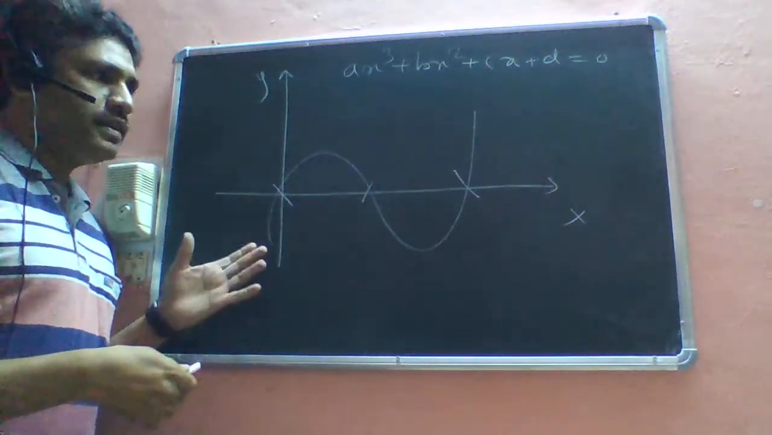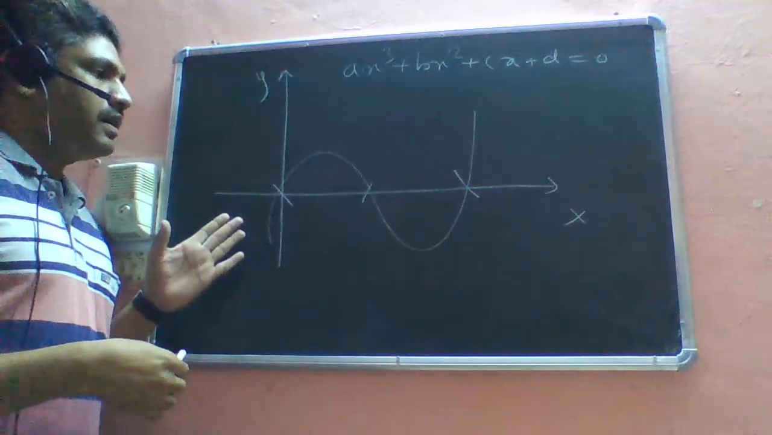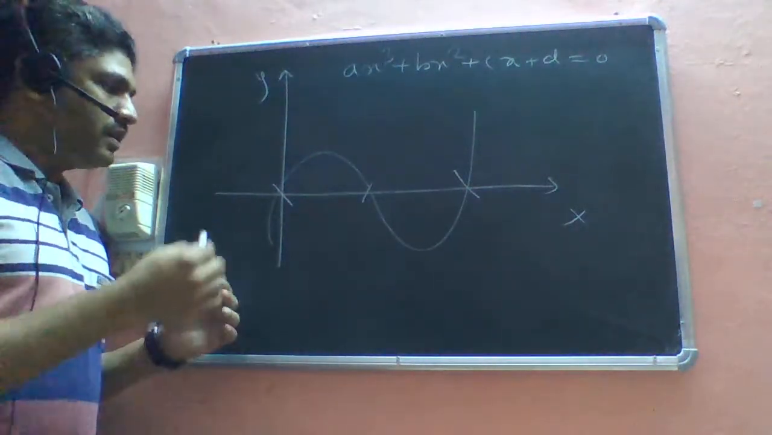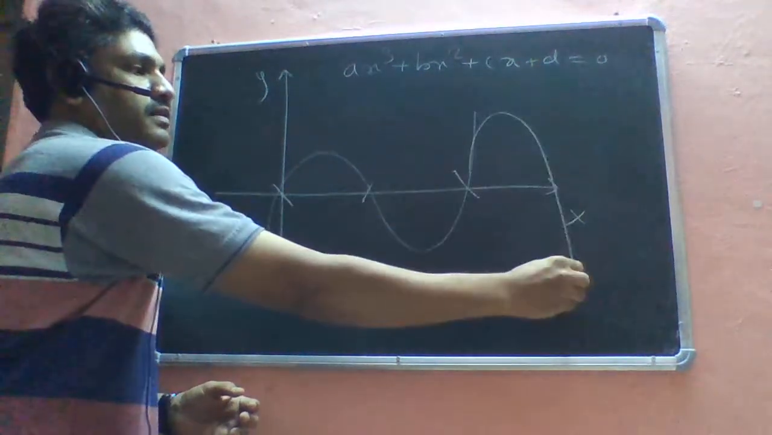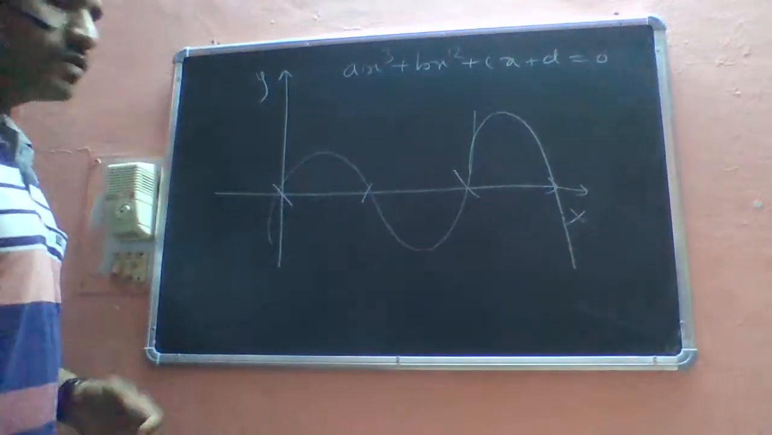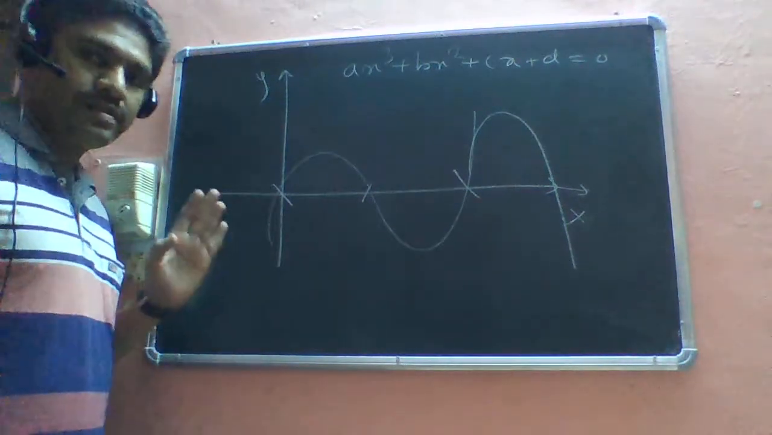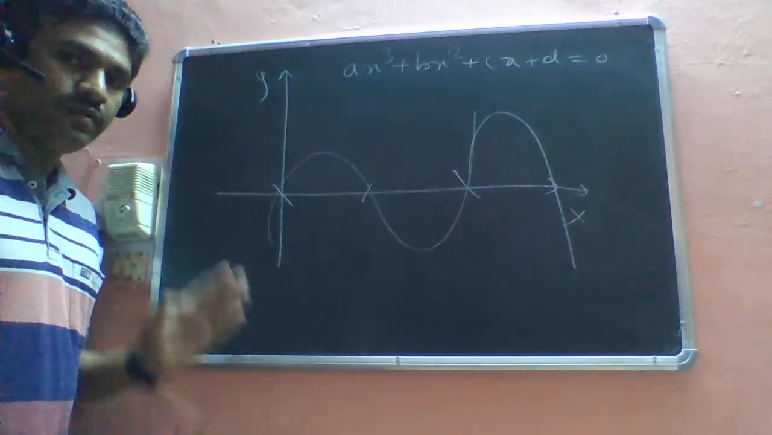And the same thing you can see in the case of a biquadratic polynomial. Definitely the graph is going to touch the x-axis four times, like this, and it will also come down. So whenever a biquadratic polynomial is there, you can say that there are at most four zeros.